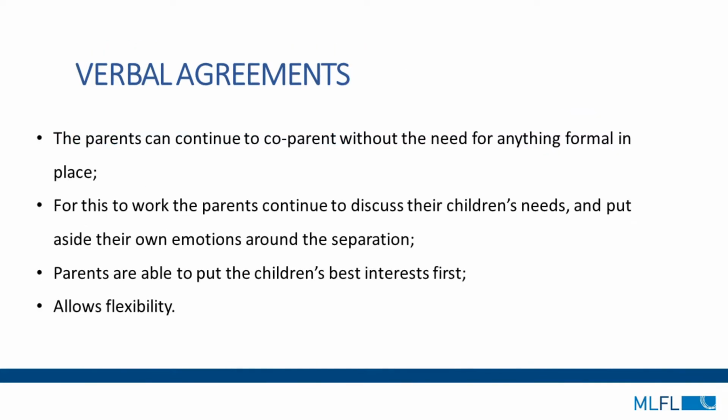So a verbal agreement, these can be a useful way for parents to continue to co-parent after separation, especially when parents can continue to discuss their children's needs and really put aside their own emotions around the separation. These parents are able to put the children's best interest first, and it allows for a lot of flexibility. It can be changed easily. Obviously though, if it is just a verbal agreement that is in place, usually there's no evidence of the agreement and there's nothing binding on either party.